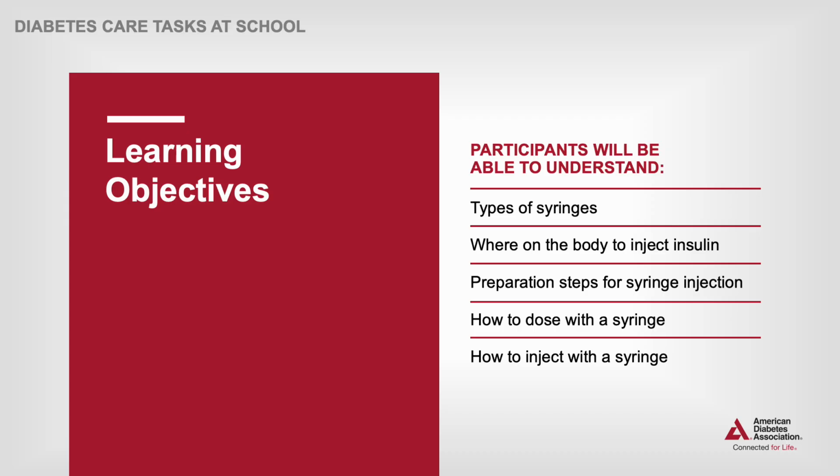Participants will be able to understand types of syringes and where on the body to inject insulin. Participants will also be able to demonstrate how to dose with the syringe and how to inject with the syringe. In addition to understanding insulin dosing and delivery using a vial and a syringe, it is important that those administering insulin to a student or assisting a student with insulin administration understand the fundamentals of insulin action, dosing, and delivery. These general concepts are covered in the unit entitled Insulin Basics.